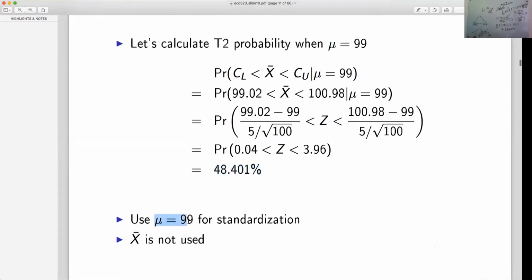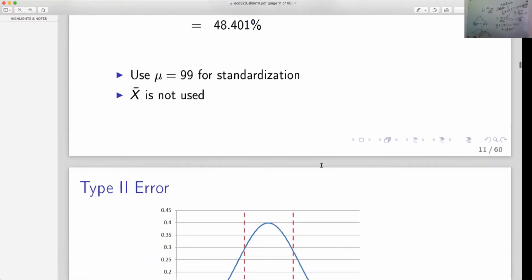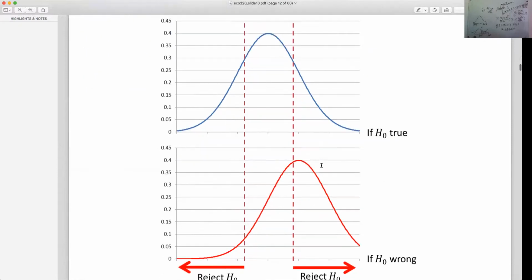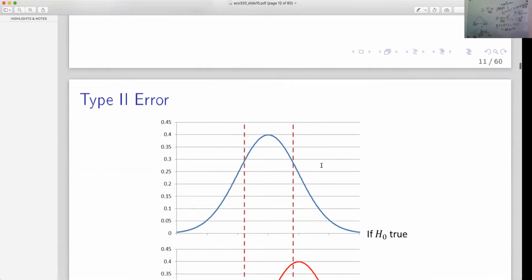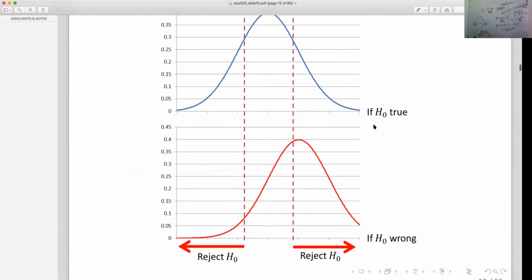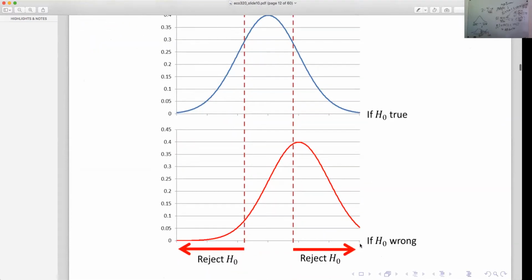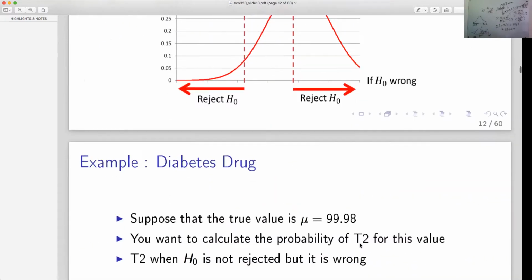So use mu 99 for standardization. That was the key part. Basically, type 1 error is when the null hypothesis is true but we are rejecting it. But this one is when the null hypothesis is wrong. So conditioning on it being wrong, we are actually not rejecting. This is how you can see it graphically.